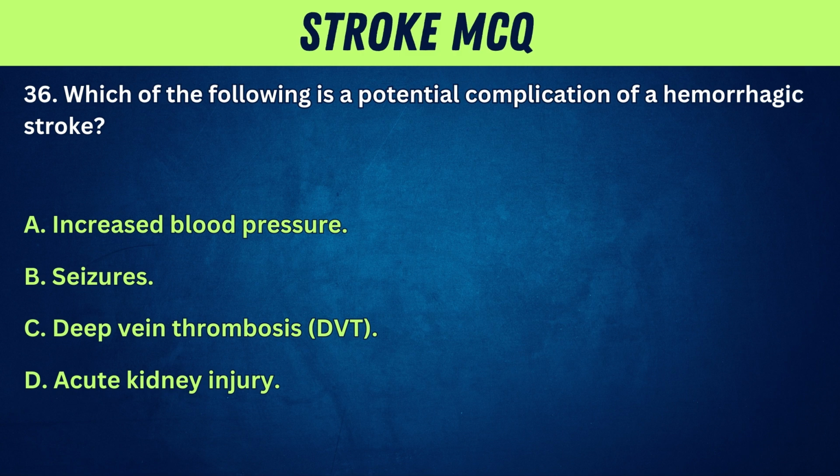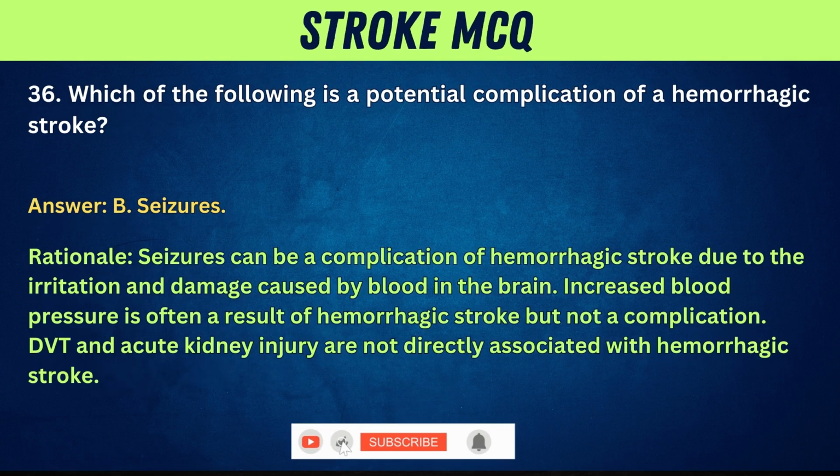36. Which of the following is a potential complication of a hemorrhagic stroke? A. Increased blood pressure. B. Seizures. C. Deep vein thrombosis, DVT. D. Acute kidney injury. Answer: B. Seizures.